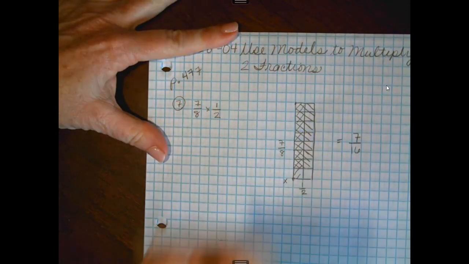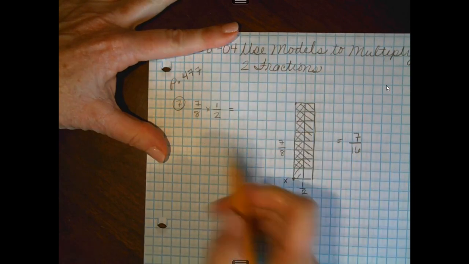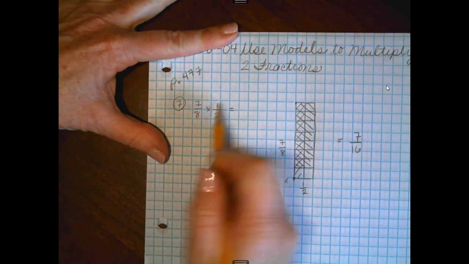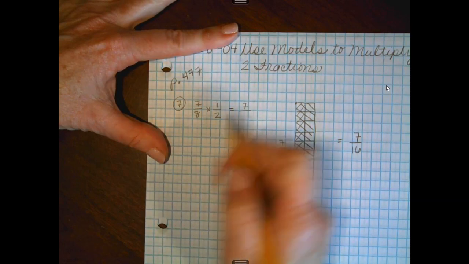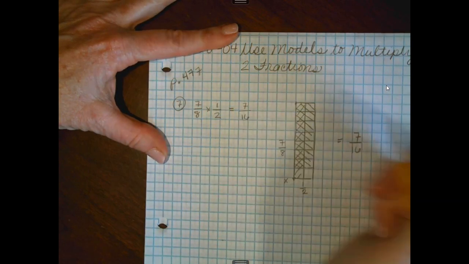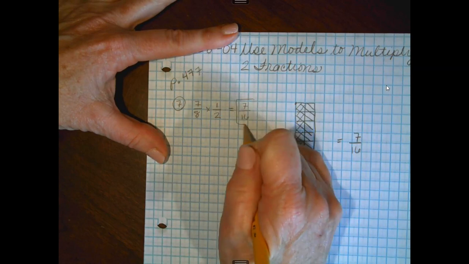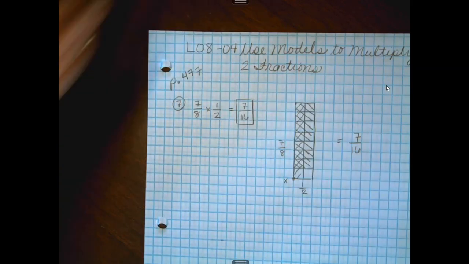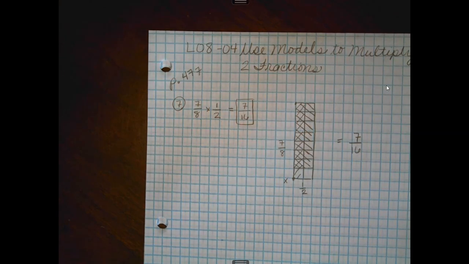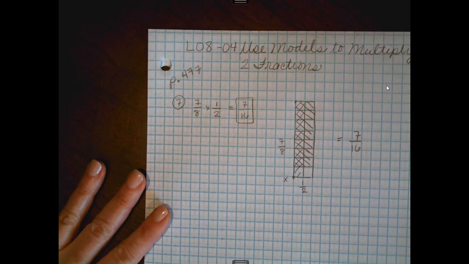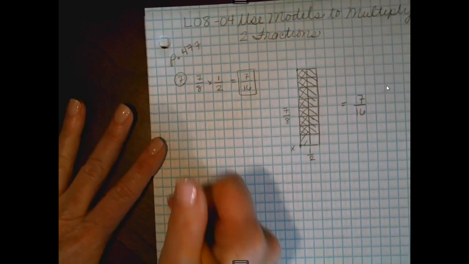Now I'm going to check it over here with just my standard algorithm. Numerator times numerator gives me 7. Denominator times denominator gives me 16. And that does not simplify. 7's a prime number. It's not a factor of 16. All right, check your model against mine. Make sure you understand how to make it. And let's take a look at number 8.